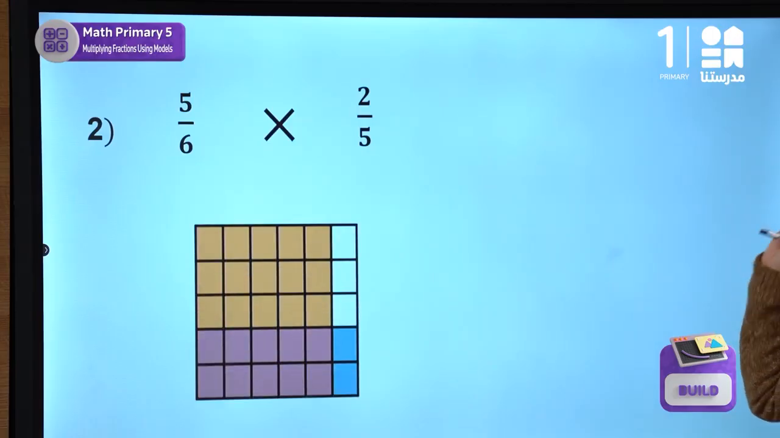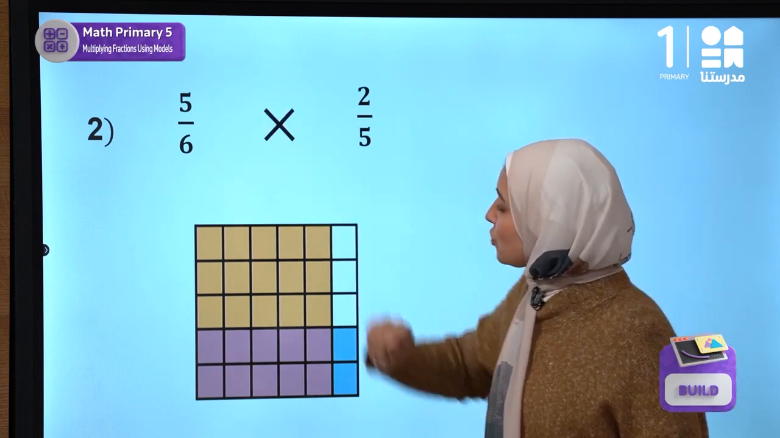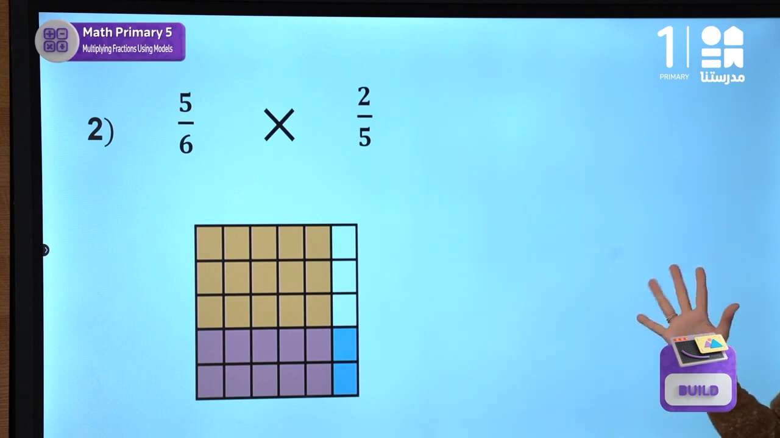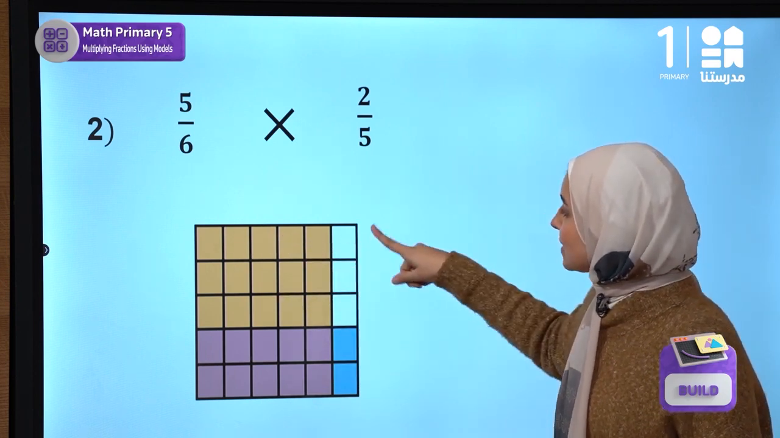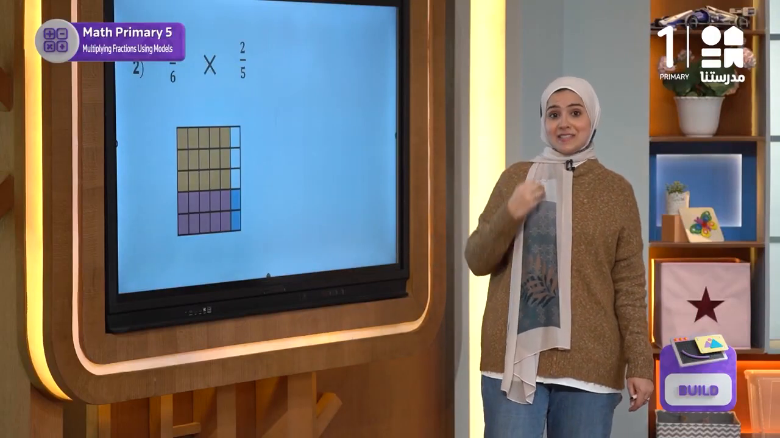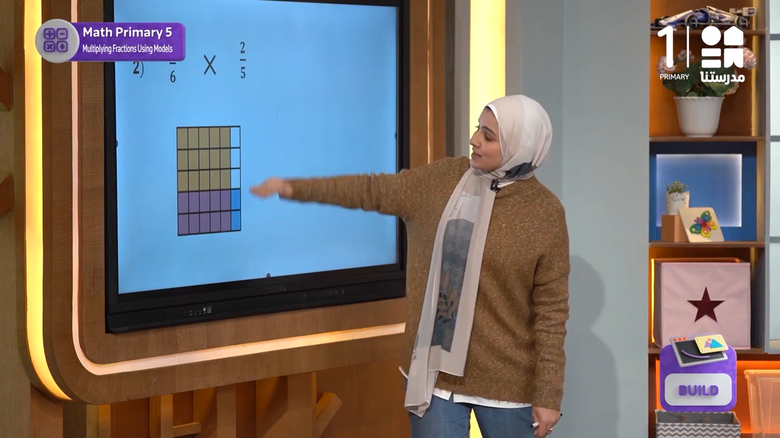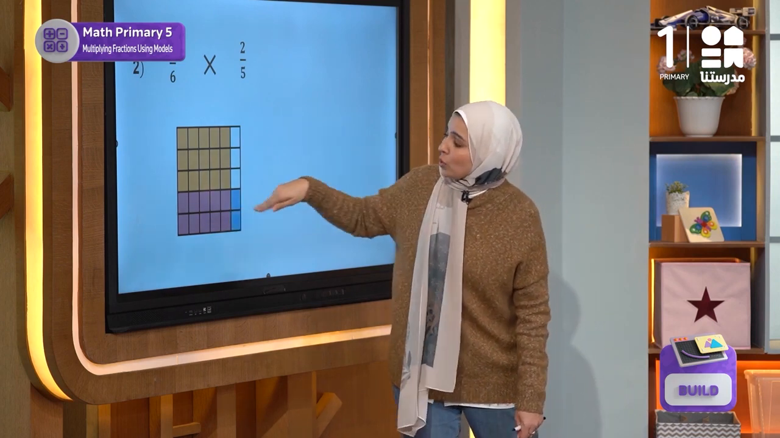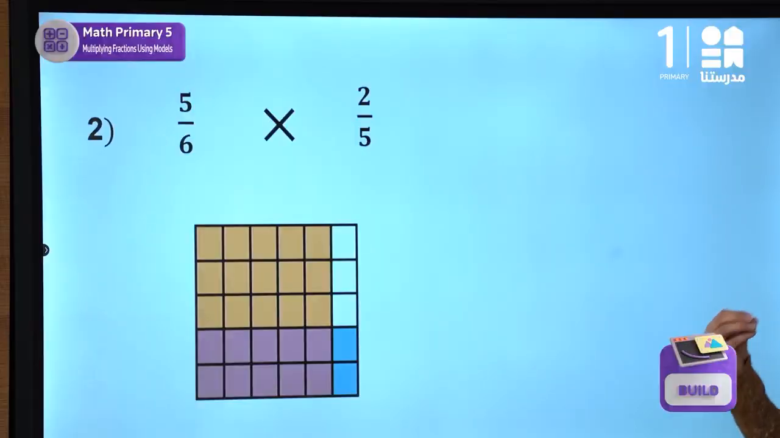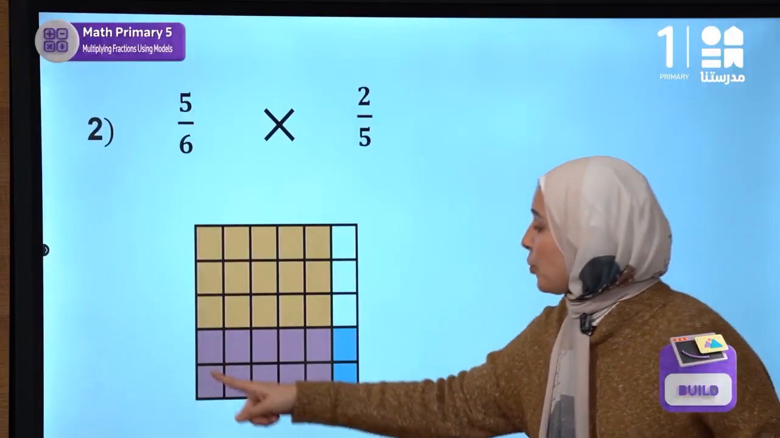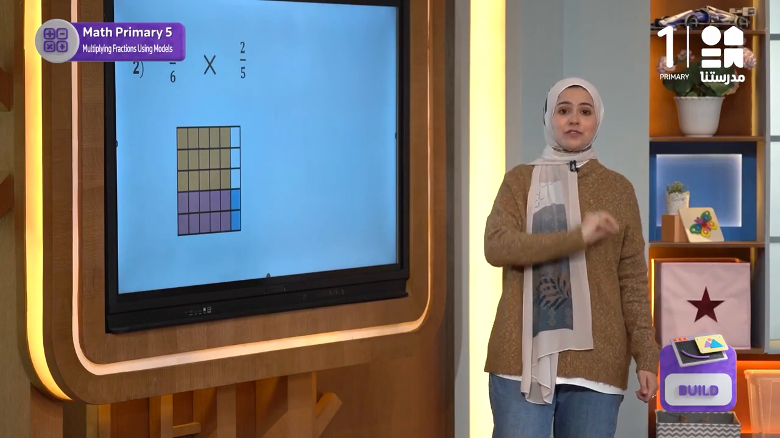So, for the first part, we have 6, out of which we have 5. So we will represent here 1, 2, 3, 4, 5 out of 6. And then what about the second number? We have 2 over 5. So I will represent my 5 rows and I will only color 2 rows of them. With that, I will have this part over here, which is the overlapping colored part.